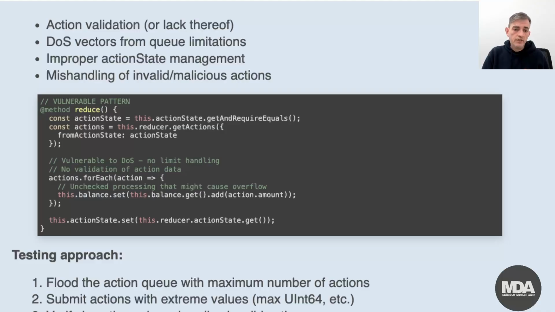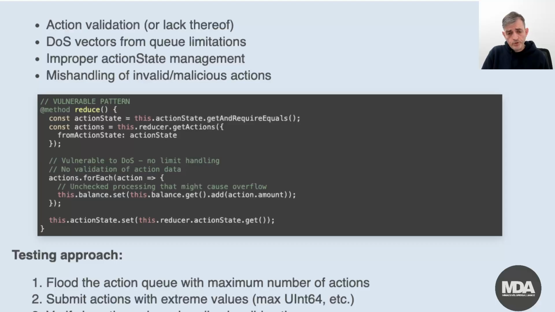As well as having valid actions within the queue, input some invalid actions and see if they are being handled correctly. And also look for action replays. This is something that people tend not to think about, but see what happens if the same action is replayed a number of times.